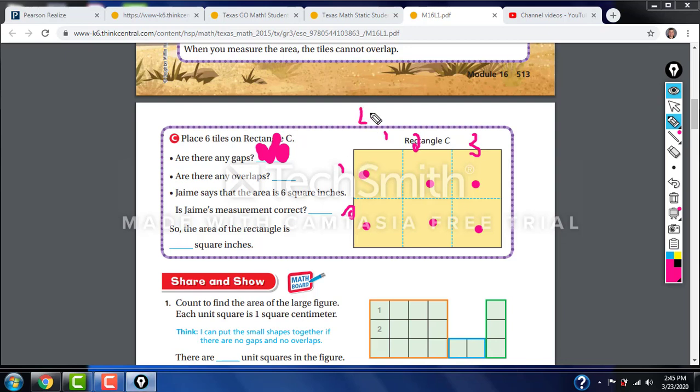So L times W gives you A. So your length is 3, your width is 2, and your answer is 6. Okay, and you can also use it by placing this. So length times width gives you your area. And again, there are no gaps and there are no overlaps. Nice work. Let's move on to the next section.